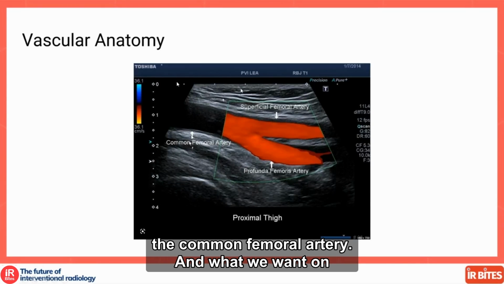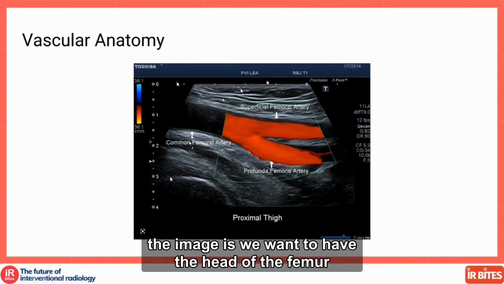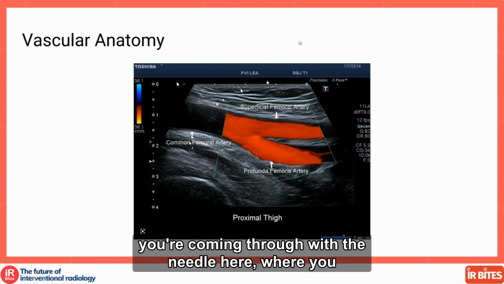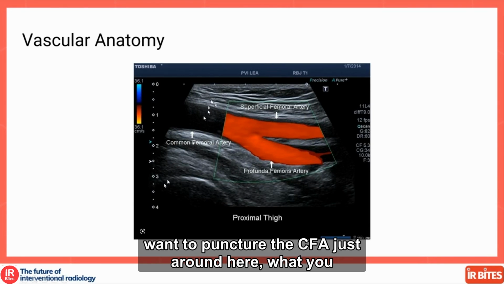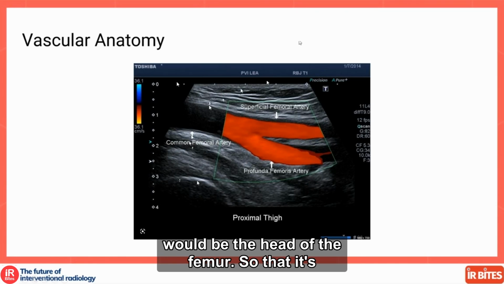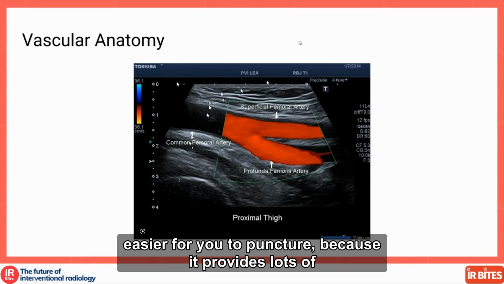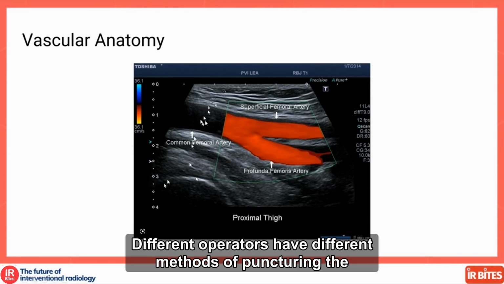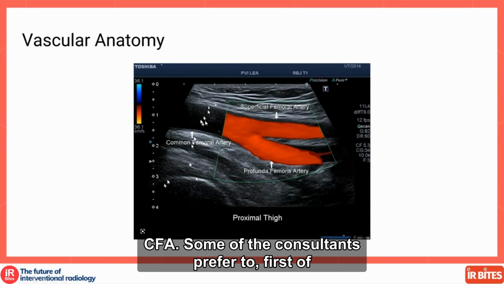And what we want on the image is we want to have the head of the femur somewhere behind it as well. Because if you imagine you coming through with the needle here, where you want to puncture the CFA just around here, what you want is a very solid platform on the back. So that would be the head of the femur, so that it's easier for you to puncture because it provides lots of extra support and stability when you try to do the puncture.